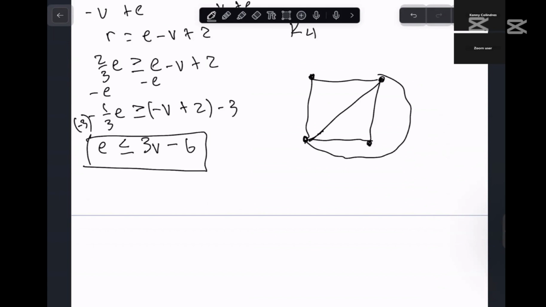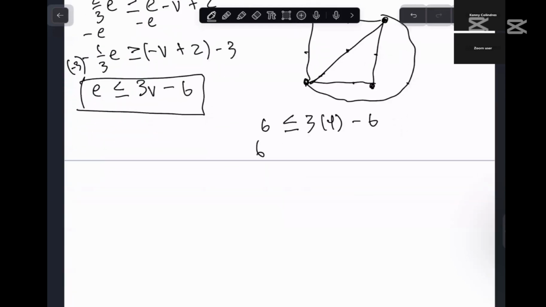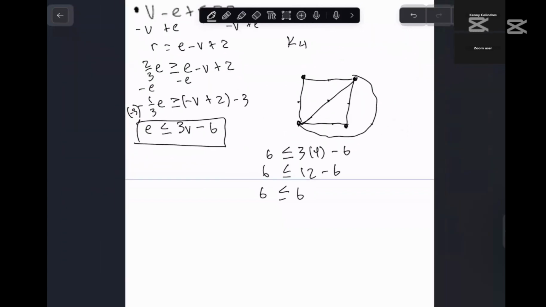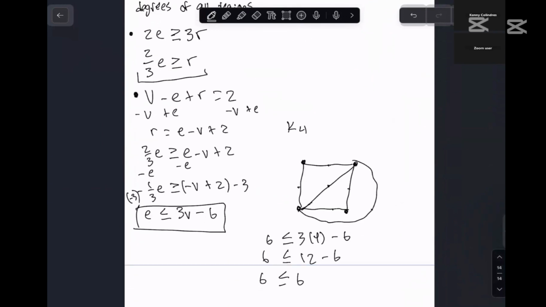So we see that there's 1, 2, 3, 4, 5, 6 edges. So that's 6, less than or equal to, and the number of vertices, there's 1, 2, 3, 4. So that's 3 times 4 minus 6. And now we just get 6 less than or equal to 12 minus 6, 6 less than or equal to 6, which holds. So there's the first corollary.